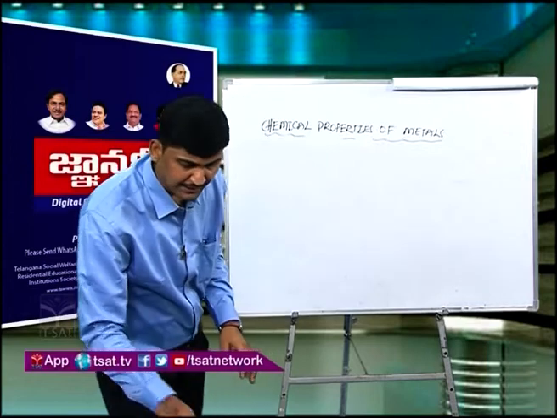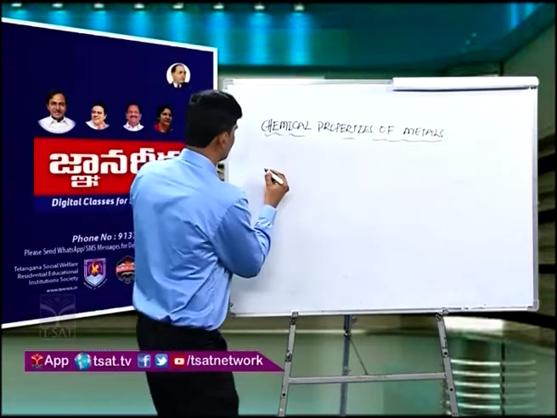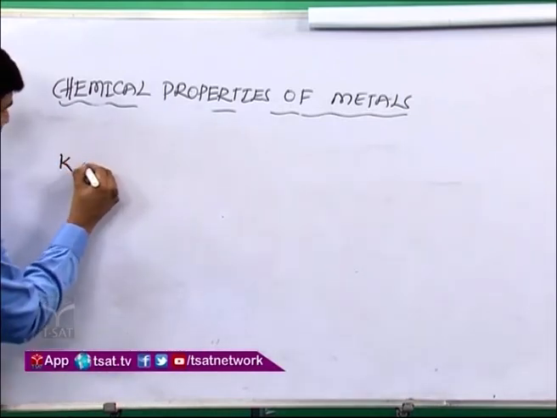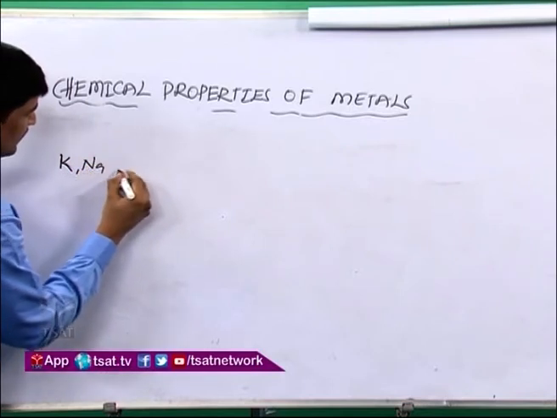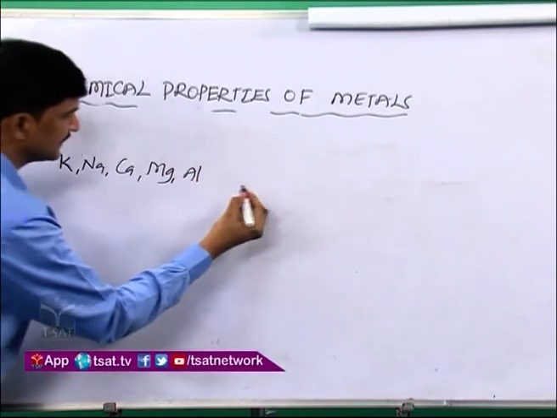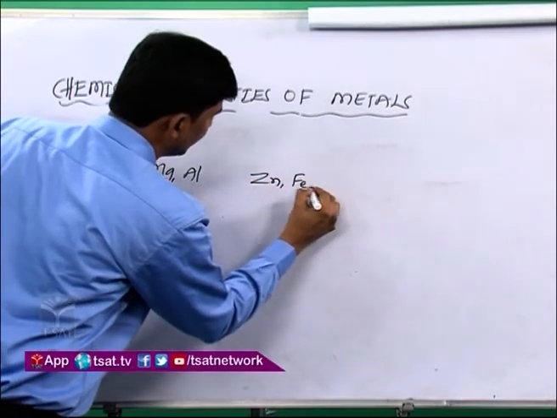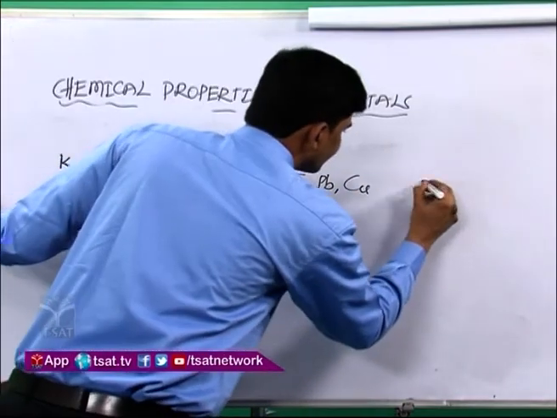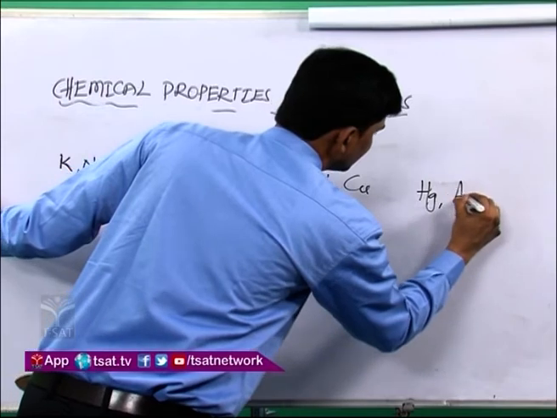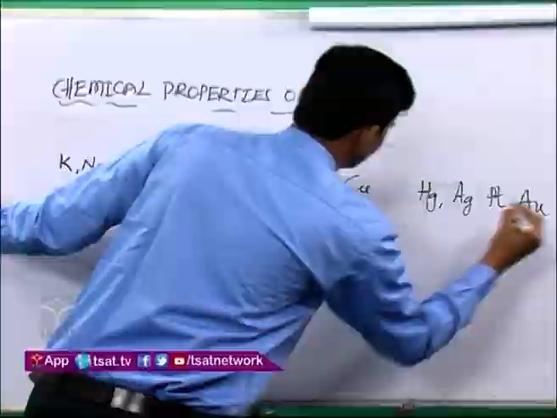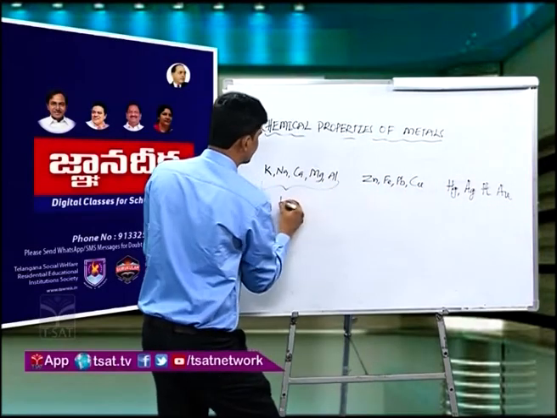So there is potassium, sodium, calcium, magnesium, aluminum. Next, zinc, iron, lead, copper. Next, mercury, silver, platinum, and gold. So these are the highly reactive metals.